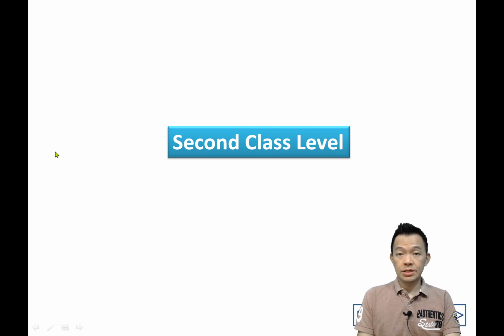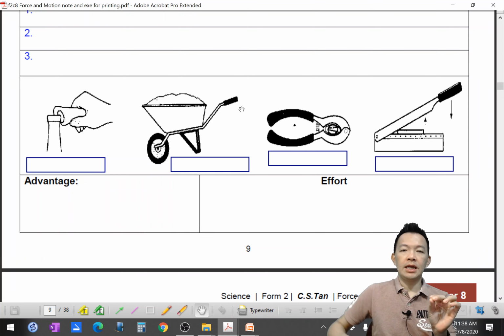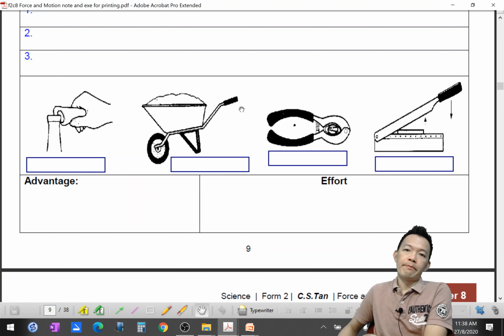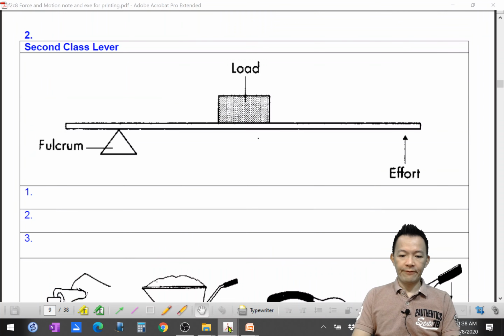Welcome to chapter 8, video number 11, page number 9. We continue our lever, and today we talk about second class lever, 第二类的杠杆. Okay, so from the first class lever, you learn about the basic, and the basic actually can be applied on whatever lever. 什么杠杆都可以用一样的原理. Okay, so now follow me.